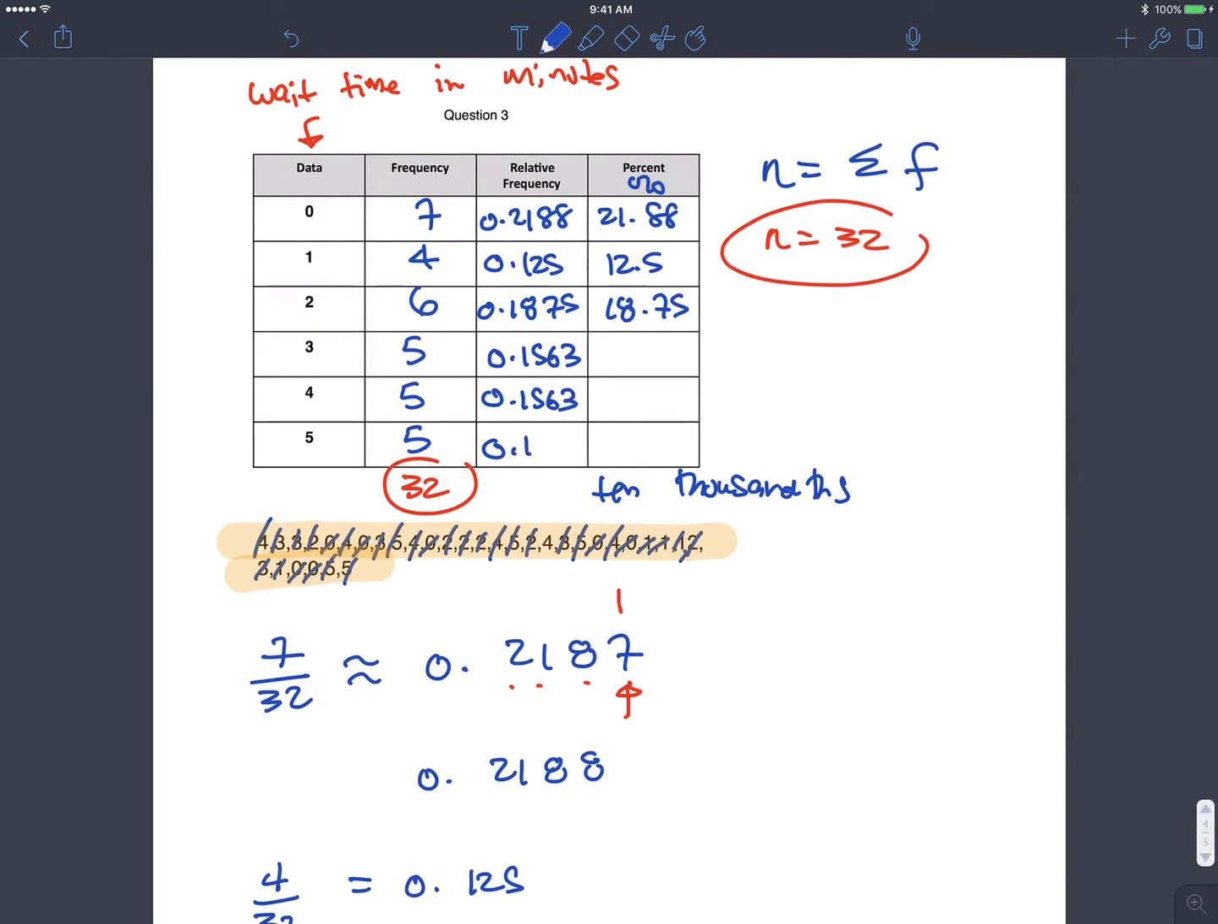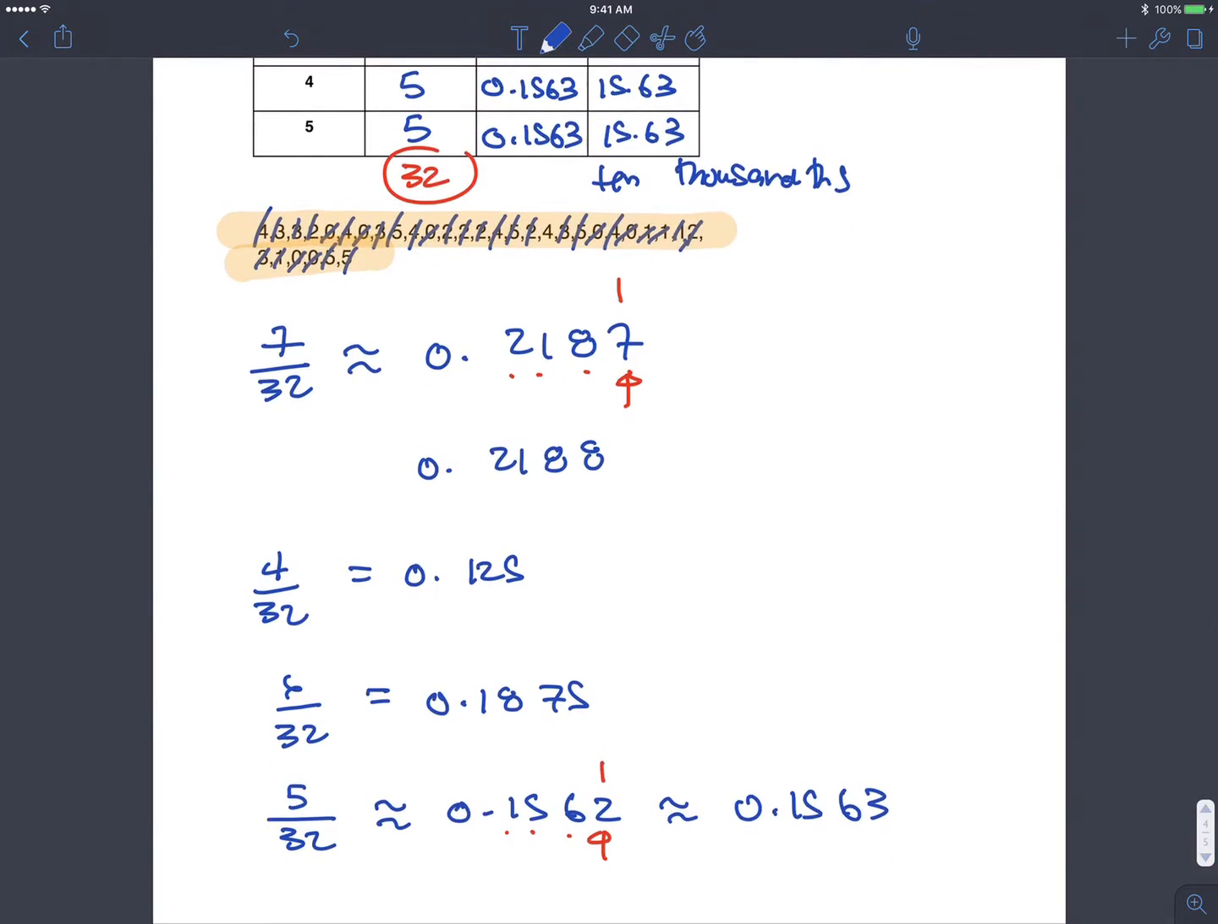And so, since the others are the same frequency values, 5s, they have the same relative frequency, and as a consequence, the same percentage. So this is 15.63%, 15.63%. Okay, it looks like here we have the percentages. We're now ready for the questions here. So I'm going to erase all these things here.